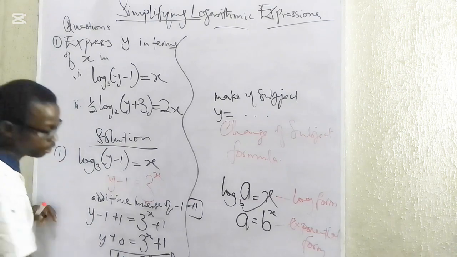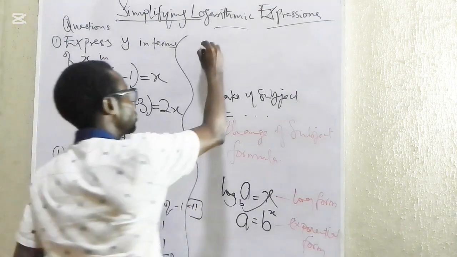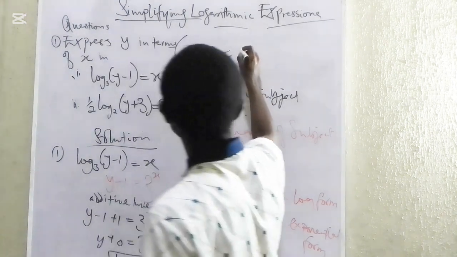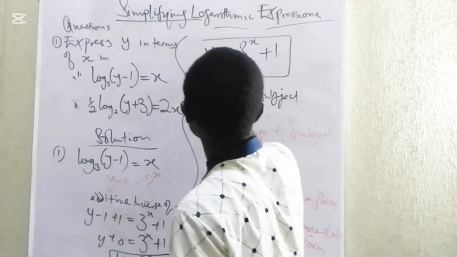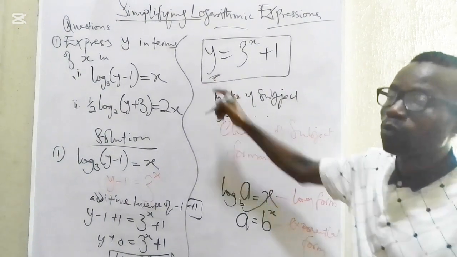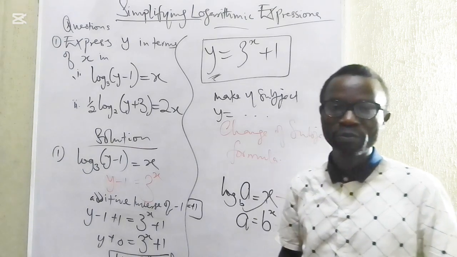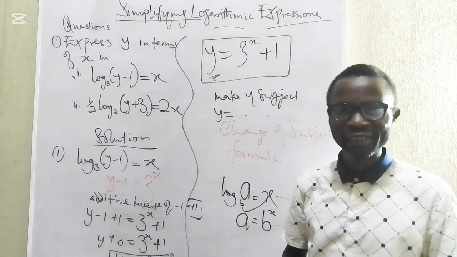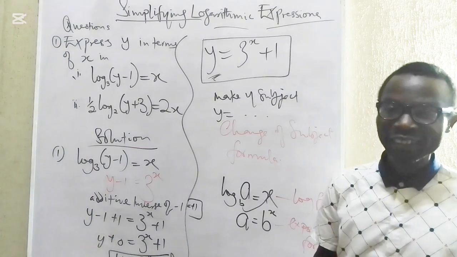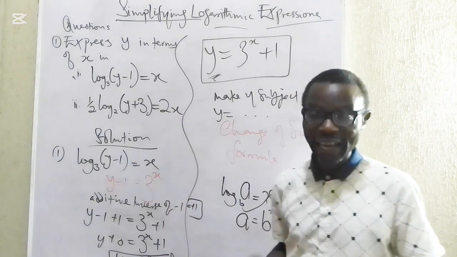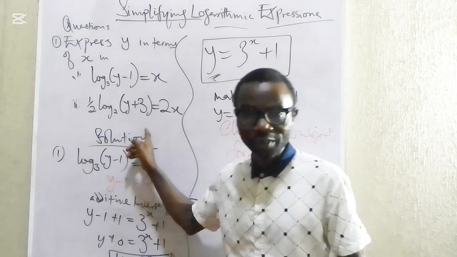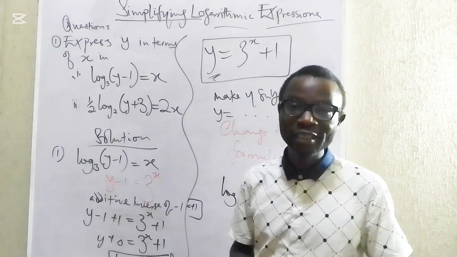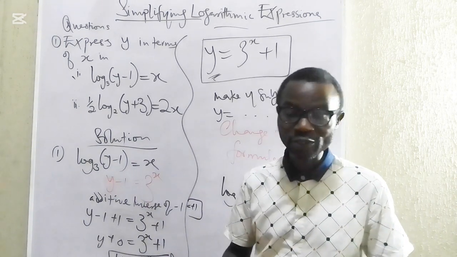At this point, you have successfully made y the subject of the formula: y is equal to 3 raised to the power of x plus 1. This is it. Now, was it simple? If it's difficult, look at it again and then try it. Now, let me even do this. Take this as an assignment. Try your hands on it, and let's see in the next class how you solve it.